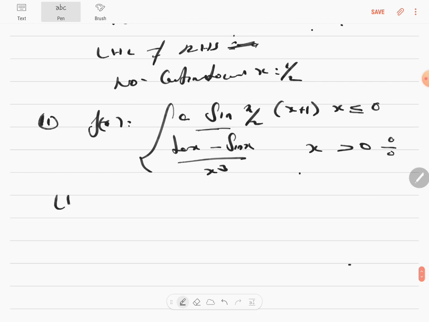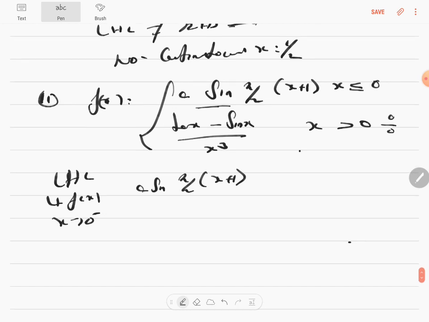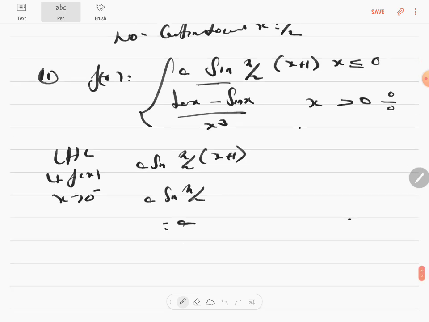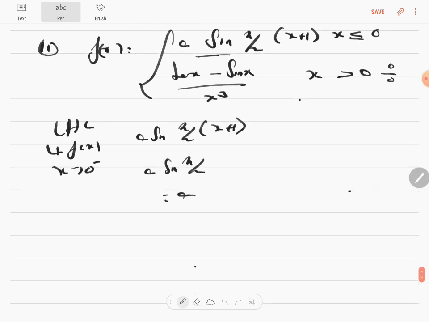Left hand limit is limit of f of x, x tends to 0 from the left. A sin pi by 2 into x plus 1 doesn't even have a denominator, so x is 0. I get a sin pi by 2, which is just a. Let's go to the right hand side, correct? Right hand limit is limit of f of x, x tends to 0 from the right.